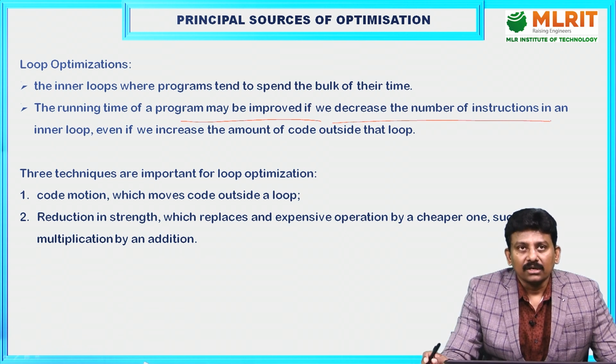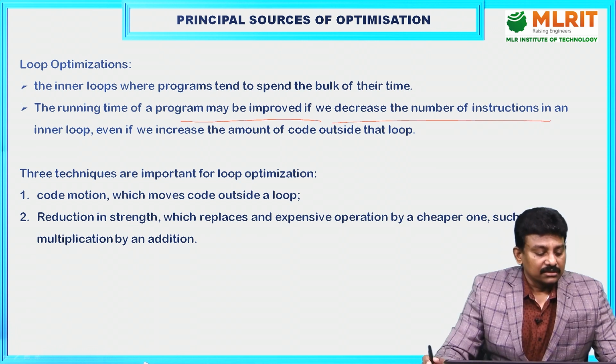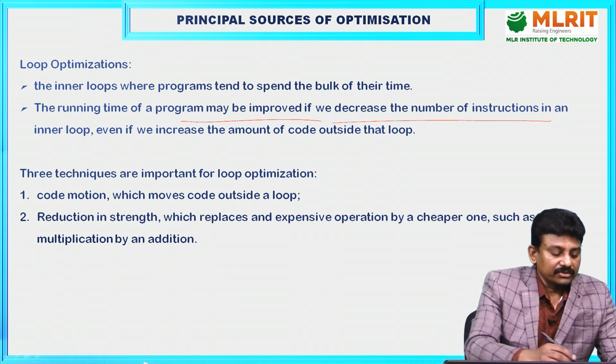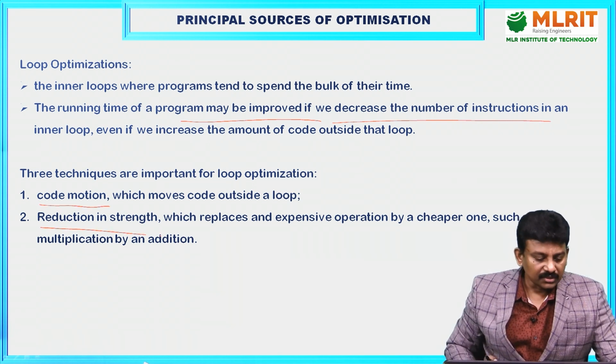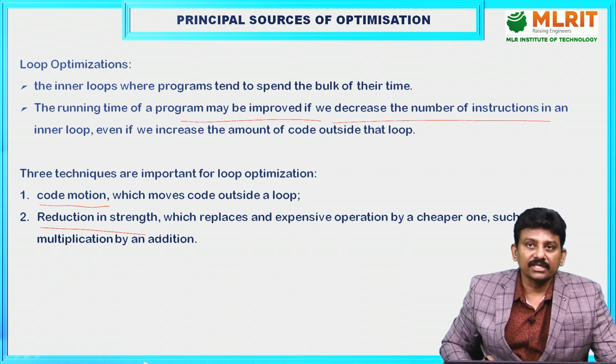Instructions written outside the loop take less time for execution, while more instructions within the loop take more time. So our aim is to reduce the number of statements within the loop, so that the execution time will be improved. There are techniques for loop optimization. The first one is code motion, and another is reduction in strength.